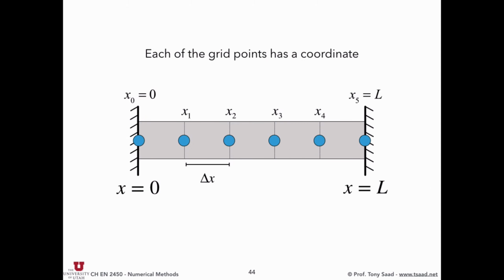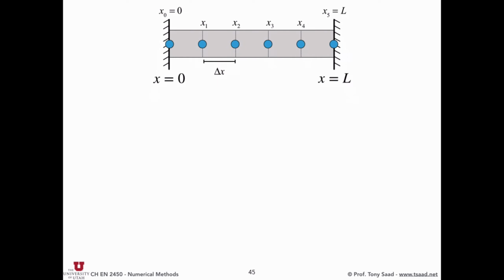The same way we can assign a value for the x coordinate on this grid. So if you call this x equals 0 and this x equals L, and you subdivide this into 5 intervals over here, then you can define x0, x1, x2, x3, and x4. Do you think you can do this? Well, let's say L is equal to 1.